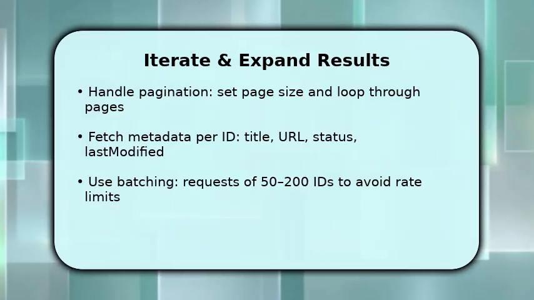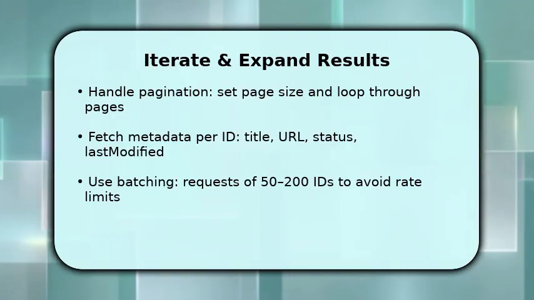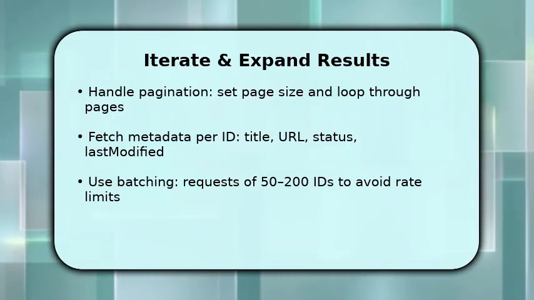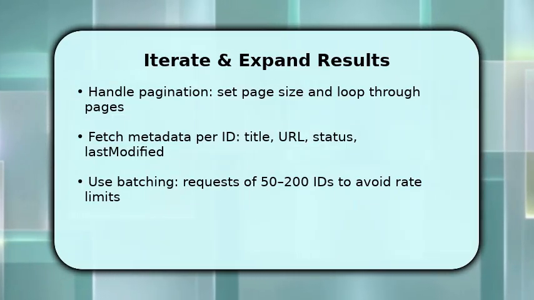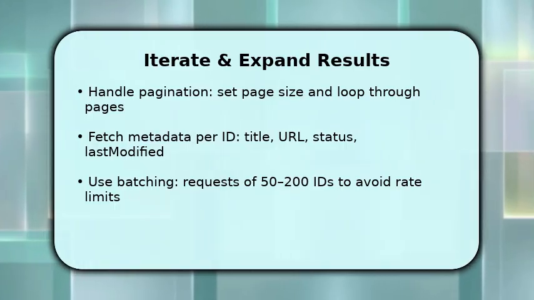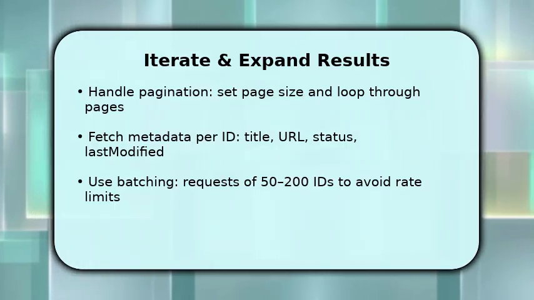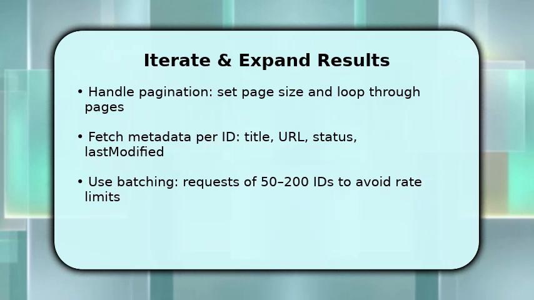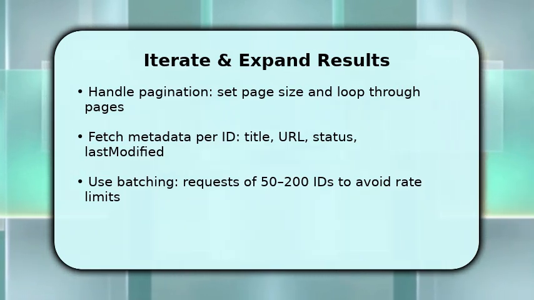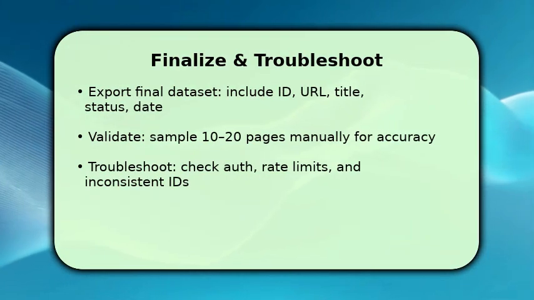Merge batched responses into a master dataset and deduplicate by canonical URL. Make sure to log progress and any skipped ID so you can resume. Export your final dataset to CSV or JSON and confirm headers include ID, URL, title, status, and date.